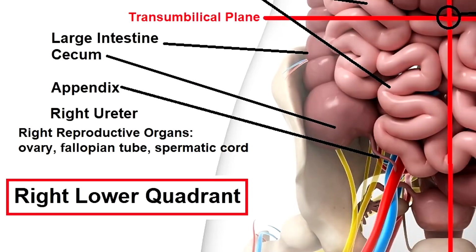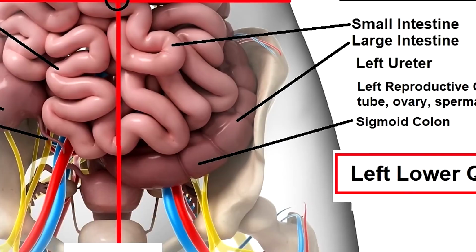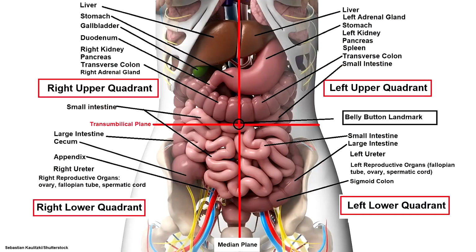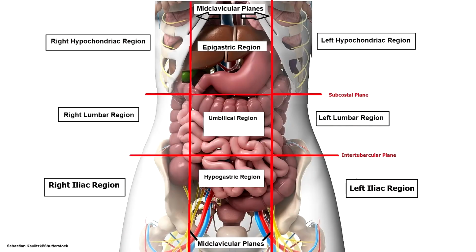The right lower quadrant contains the appendix, reproductive organs, and the right ureter, and the left lower quadrant contains the left ureter, reproductive organs, and all 4 quadrants, as you can see here, contain portions of the small and large intestines.